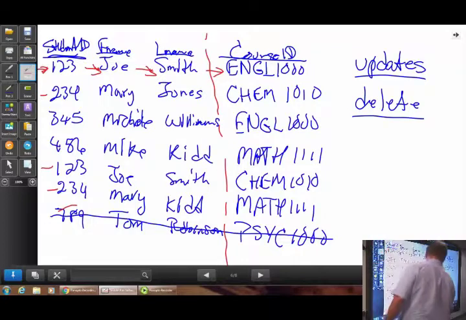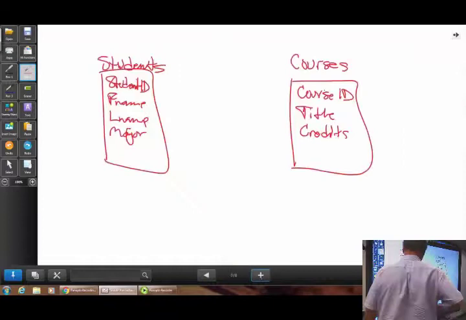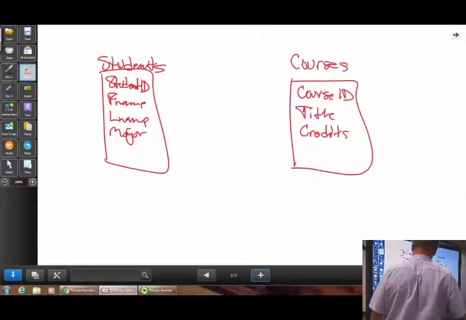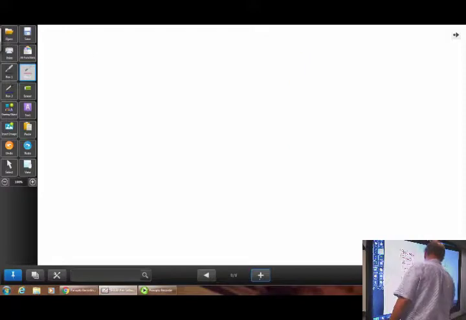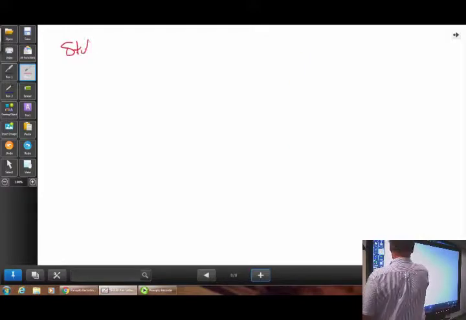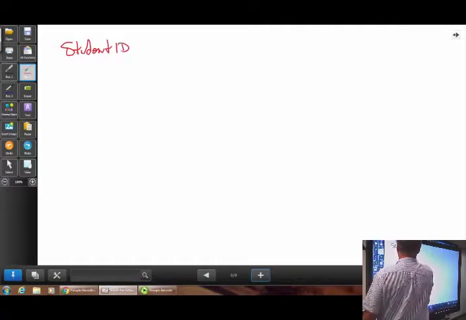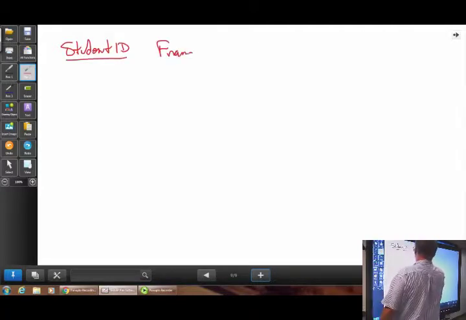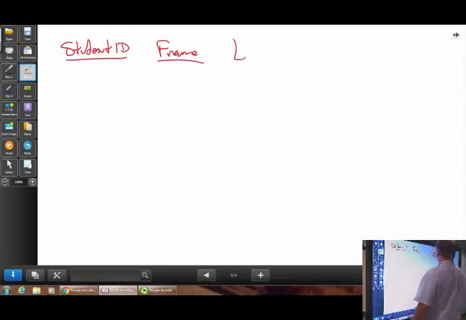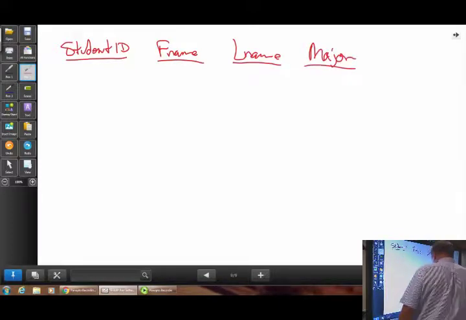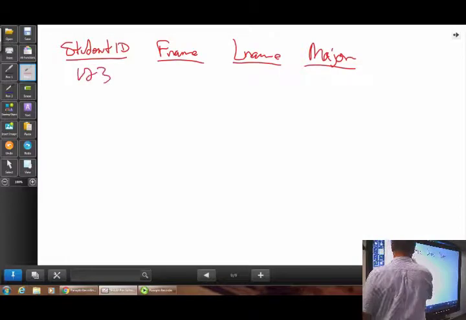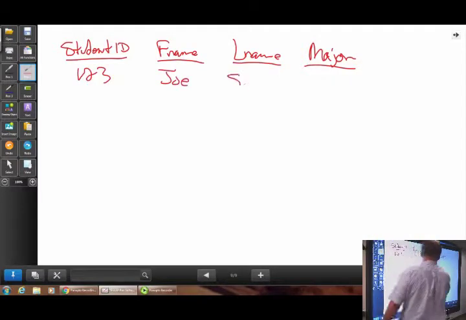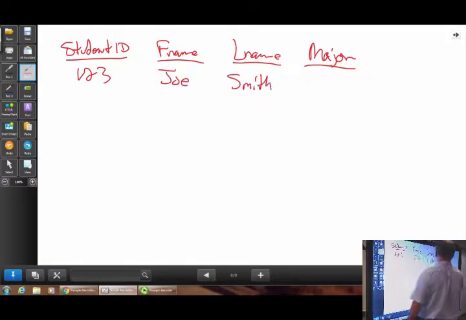Okay, so let's go have a look. In my student table, let's create a table. So I have a student ID, first name, last name, and what do we have? Major. We're adding that one, right? All right. So my first one, I had 1, 2, 3, was Joe Smith, and maybe Joe is an engineering major. Who knows?